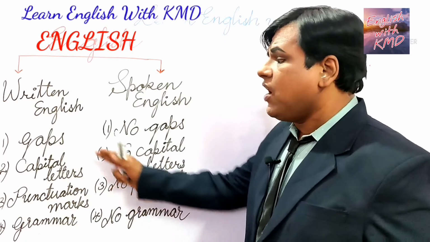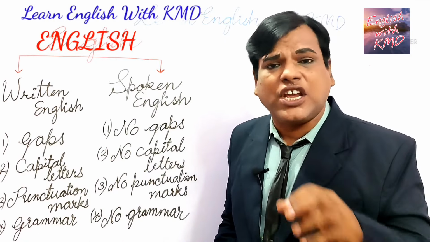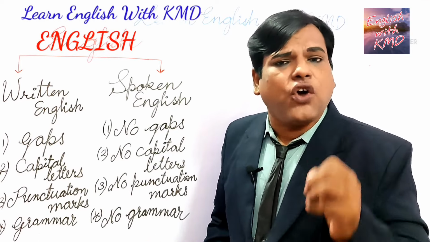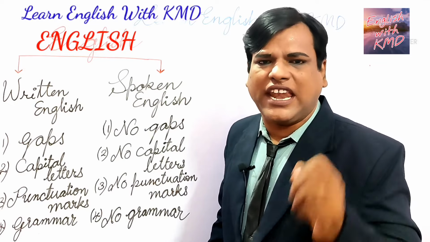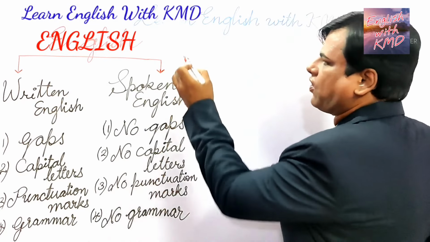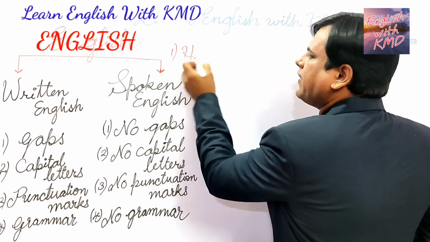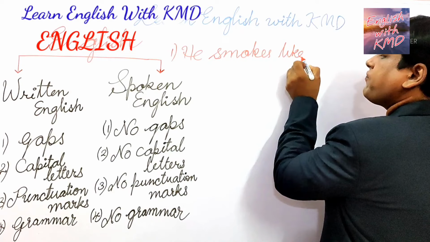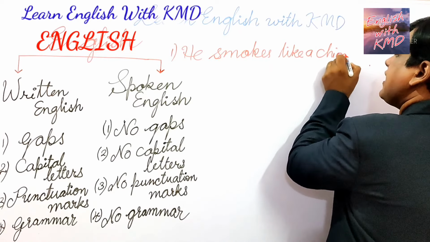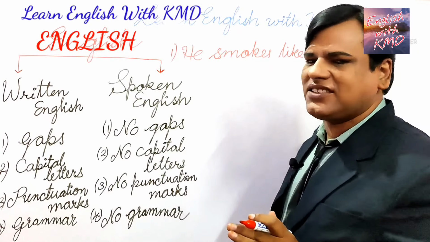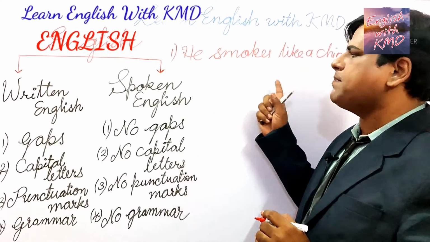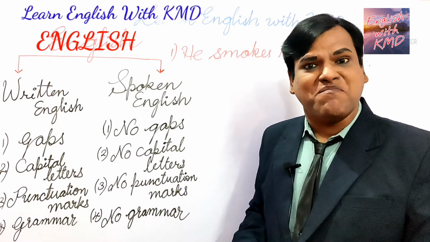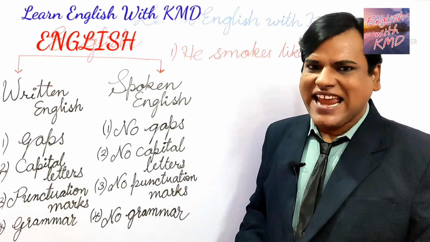As you can see, we use gaps in written English, but we never use gaps in spoken English. There's no room for gaps in spoken English. I'd like to give you an example here. The example number 1 is, he smokes like a chimney. Yes, you heard me correct. The example is, he smokes like a chimney. I'm talking about smoking here.